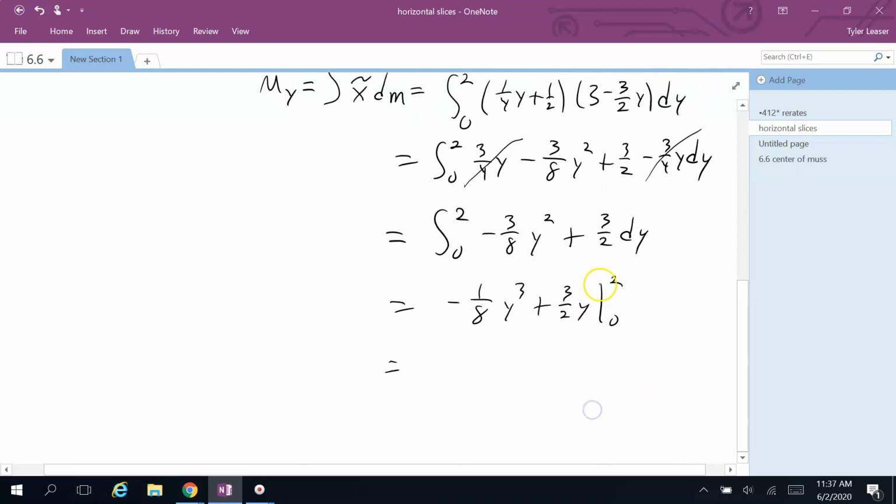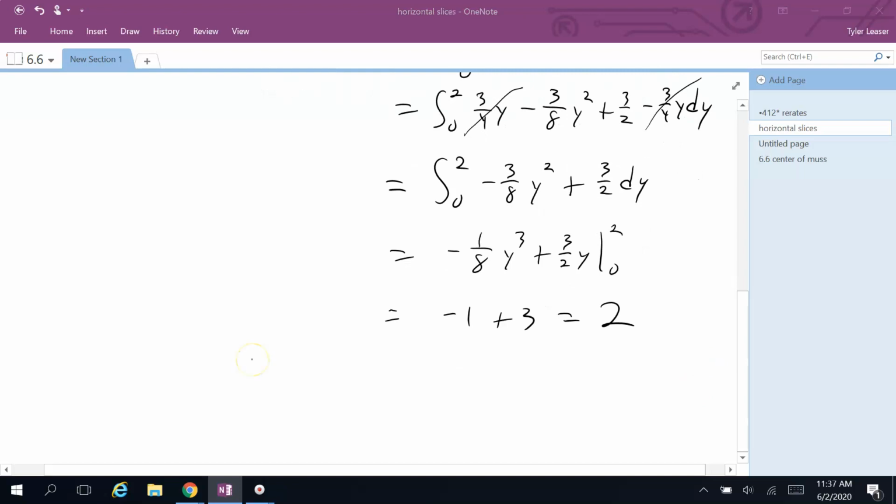If I plug 2 into here, 2 cubed is 8, which cancels out with that 8, so we get negative 1. If I plug 2 into here, the 2's cancel, and we just get 3. If I plug 0 in, I get nothing. And then negative 1 plus 3 is positive 2. So yay, right? Math is amazing.